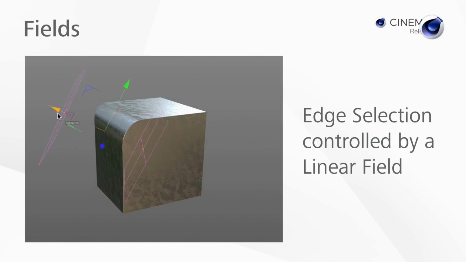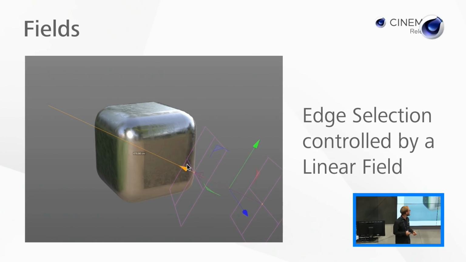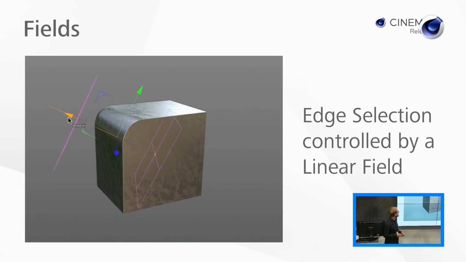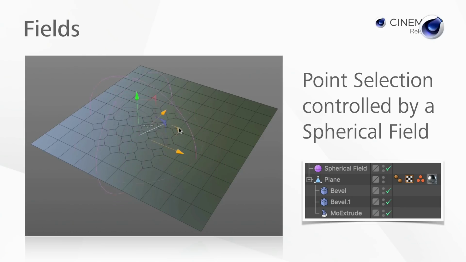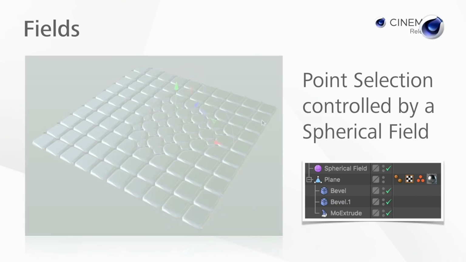You can also control edge selections with fields. And yeah, control a bevel deformer with it. Or a point selection. This is also created using a bevel deformer in points mode. This is very funny if you use it in combination with fracturing.